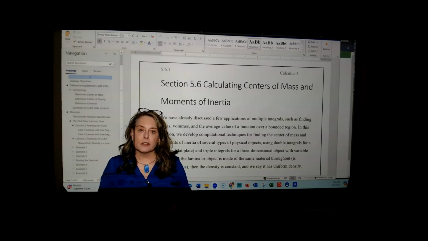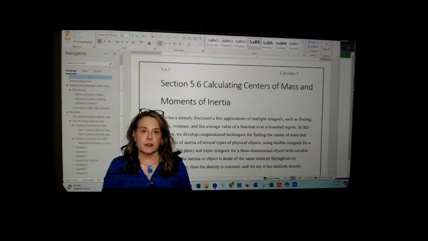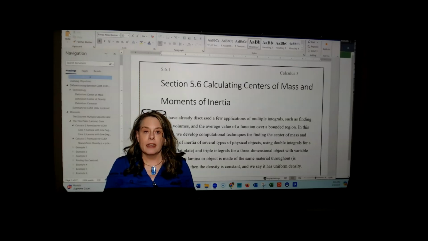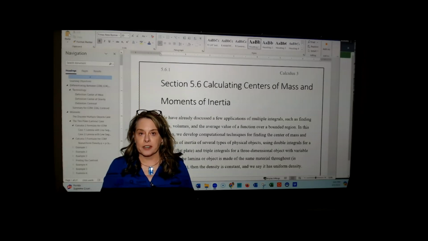We're also going to take a look at the center of gravity, when the center of gravity and the center of mass are the same, and when in fact they're different objects. We'll also look at when the centroid and the center of mass are the same, and when the center of mass, the centroid, and the center of gravity are all in the same location.